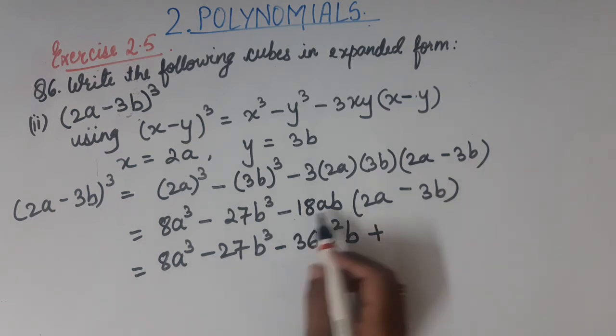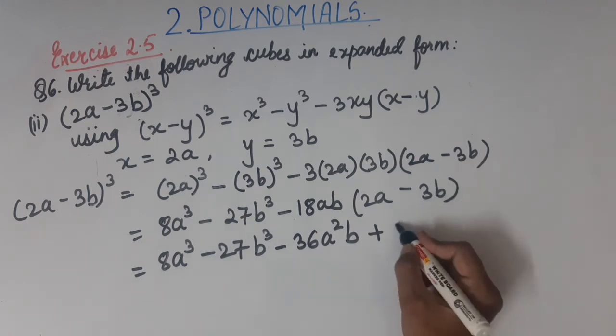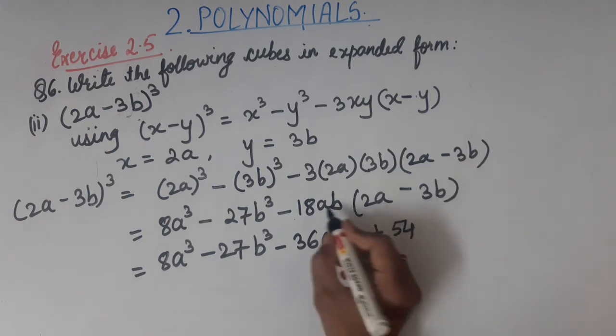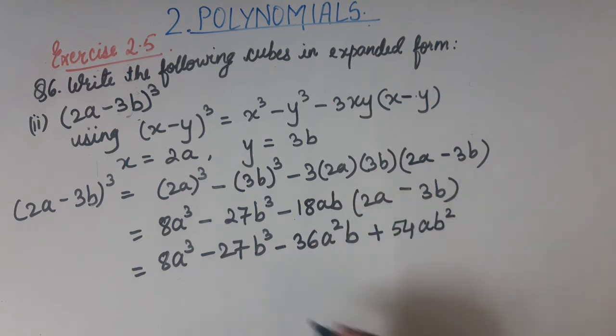So minus 18 into minus 3, you will have plus 54. ab into b, you will have a into b square. So this is the final expansion. Clear? Now let us see the third one.